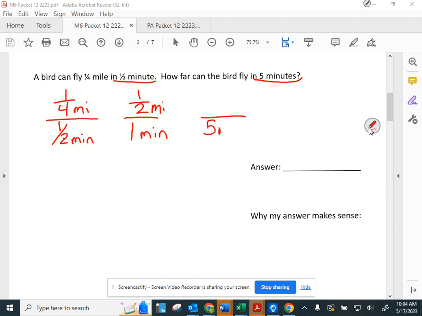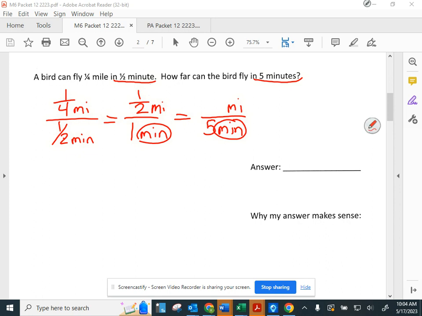Now I want to go up to 5 minutes. So how many miles can we go? Now it's easier. I can count by my halves 5 times, right? Half a mile, mile, mile and a half. You're going to finish it. Figure out how far he can go in 5 minutes. But we want to break it down to that same measurement so we can easily go from 1 to 5. Not so easy to go from half a minute to 5 minutes, but we can go from 1 minute to 5 minutes pretty easy.